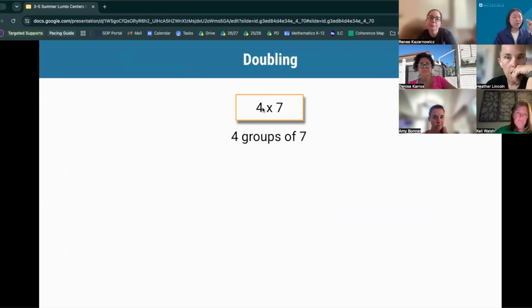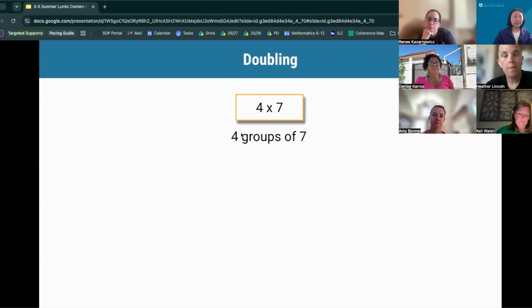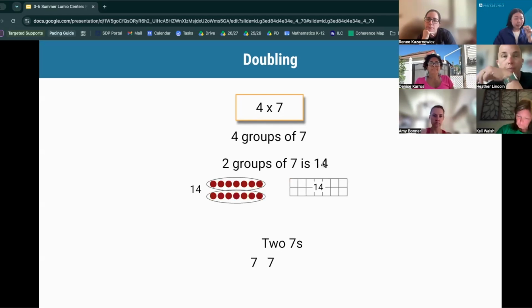So when I think of 4 times 7, one of the really important things with multiplication is encouraging students to know that multiplication means equal groups. So we can say 4 times 7, but it's also really helpful if students can see and say this as 4 groups of 7, because then I can base it on what I know about 2 groups of 7. 2 groups of 7 is a foundational fact. I know 2 groups of 7, or 2 times 7, is 14. So here are some different visual representations.